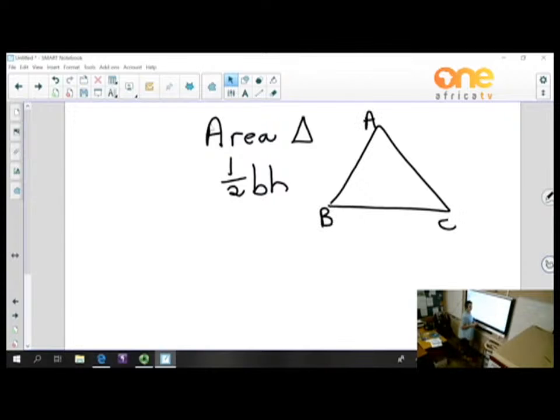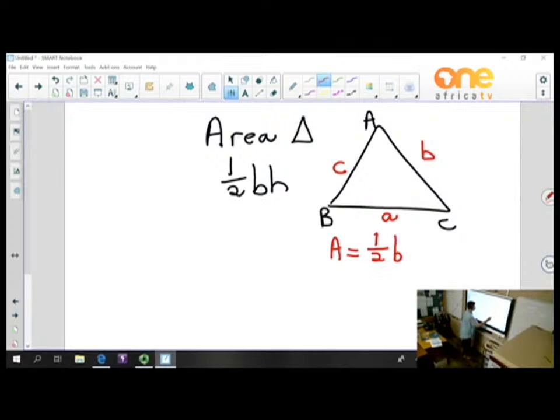Now, before we start with that, you first need to understand the following. We label the side opposite the angle with a small letter. So that is side a, this is side b, and this is side c. And the formula that we're going to use now for the area of any triangle is half bc sine A. If you look carefully, you will see it's always two sides and the included angle that we're going to use to calculate these areas.